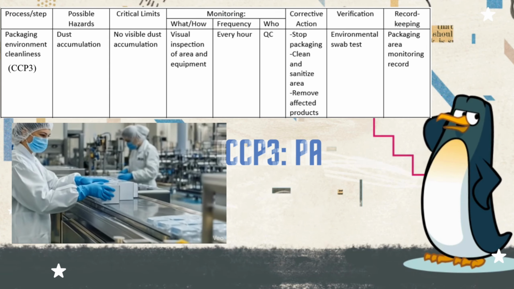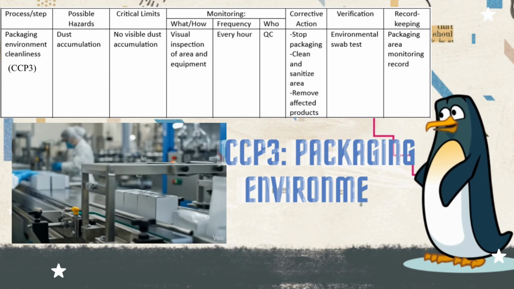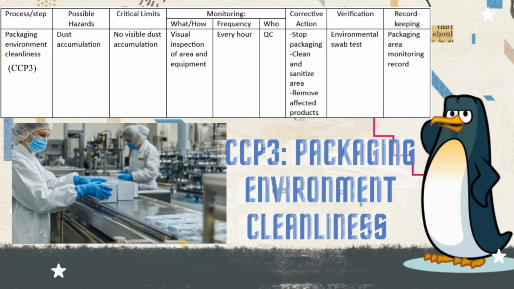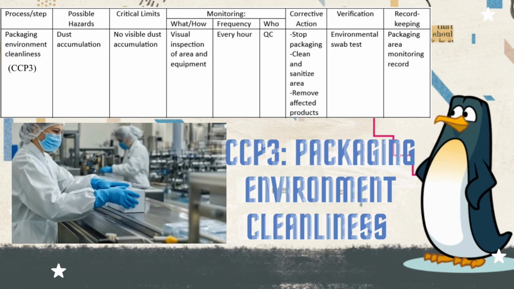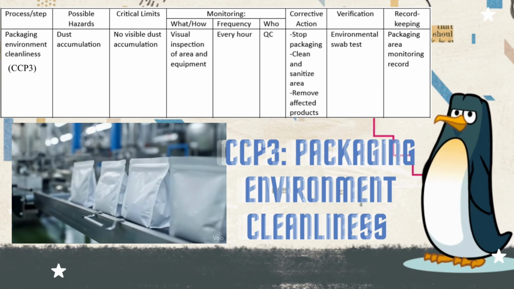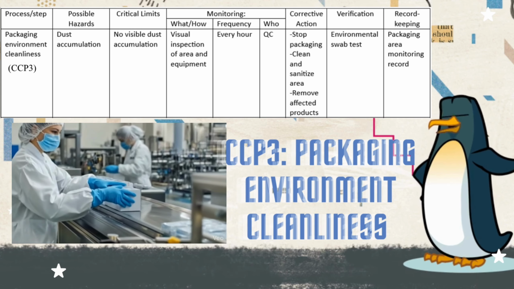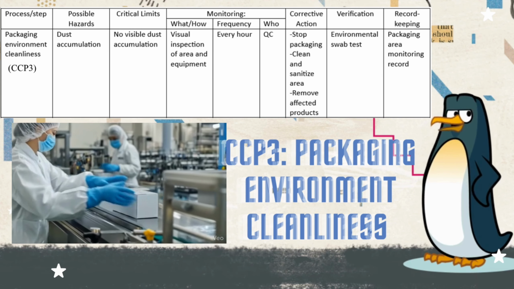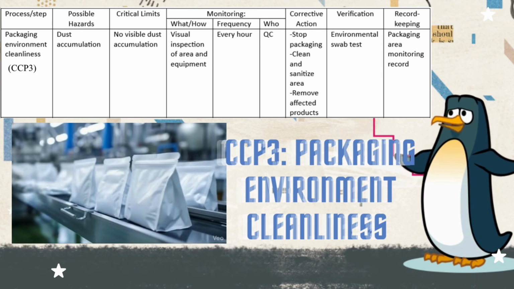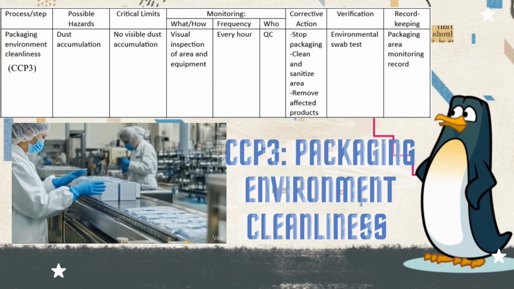Finally, for the packaging stage, the CCP is packaging environment cleanliness. The hazard is dust accumulation, which can cause contamination. The critical limit is no visible dust in the packaging area. Monitoring is done through visual inspection every hour. If contamination is detected, we stop packaging, clean and sanitize the area, and remove affected products. Verification is done through environmental swab testing, and records are kept in the packaging monitoring log.